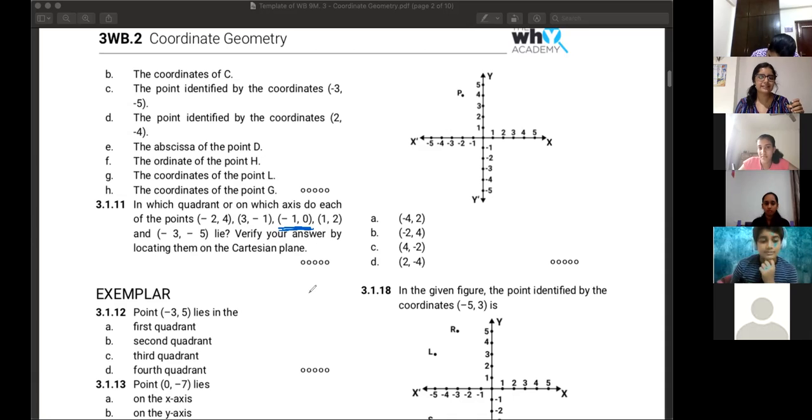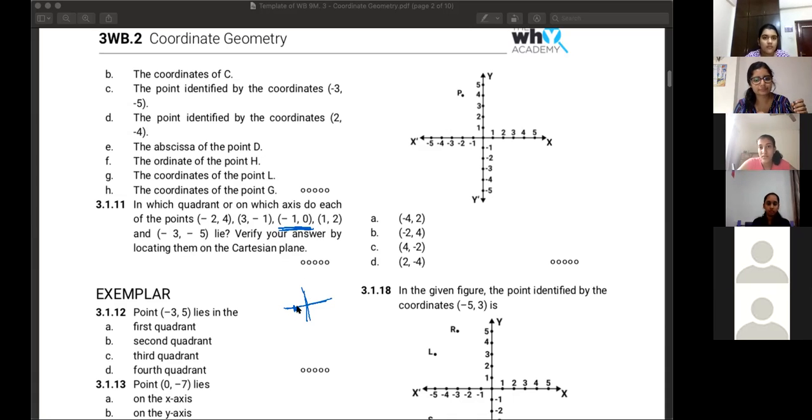So that is the reason I said, whenever you're confused, just draw it. -1, 0 will be here, and then you can easily get it. So is it in the third quadrant or in the second quadrant? It is between two quadrants, right? So you can just say on x axis.